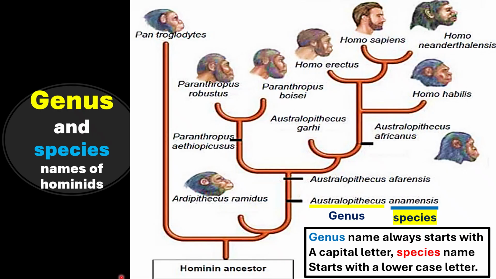For example, we have here Paranthropus boisei. Paranthropus is the genus name. Boisei is the species name. We have Homo sapiens. Homo is the genus name. Sapiens is the species name, and that is the purpose of those two part names that they are given.